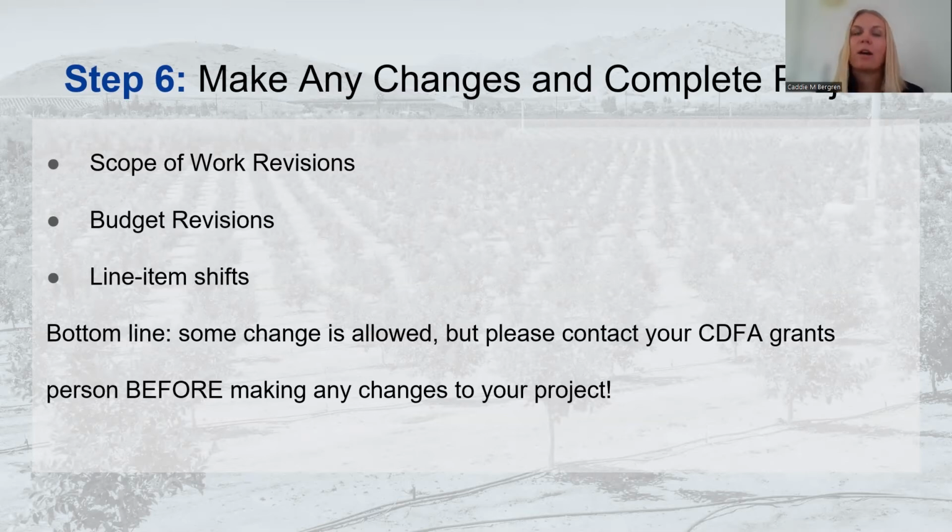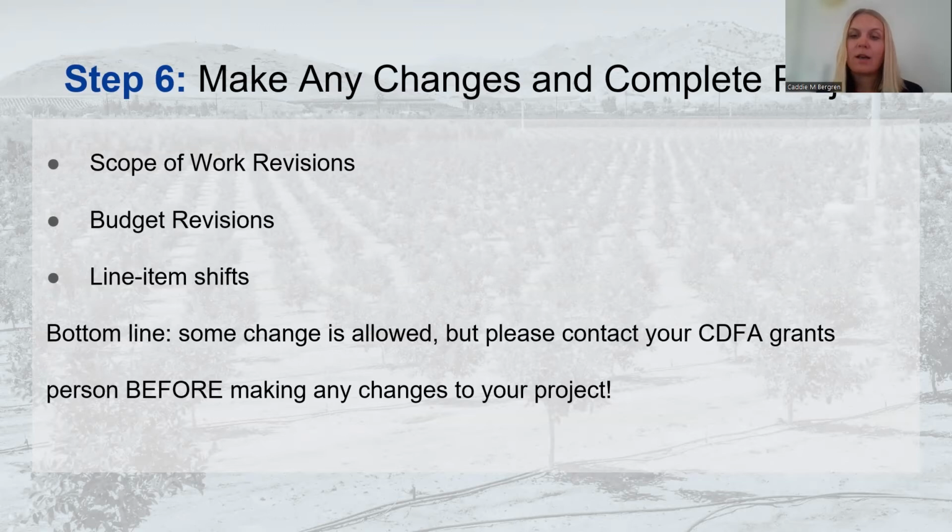For example, I worked with a grower who had to change the type of filter that they were doing on their new system. And it didn't really change anything for the water savings or for their energy savings, so it ended up being okay, but we just had to get it okayed first. That usually involves, again, another one-page paper for you to fill out called a scope of work revision, and just talk back and forth with that CDFA contact.